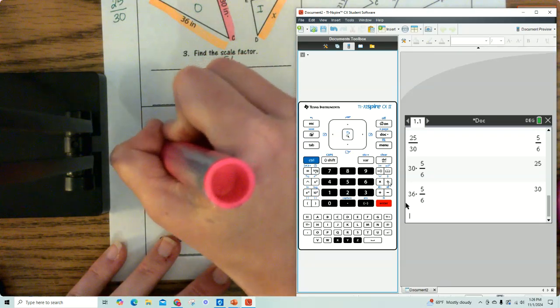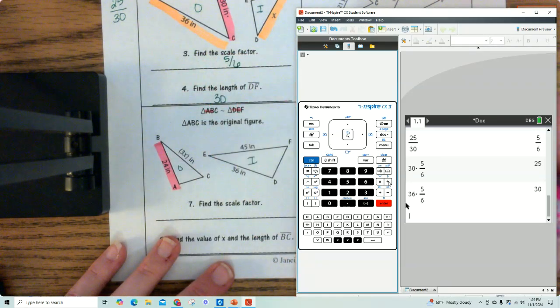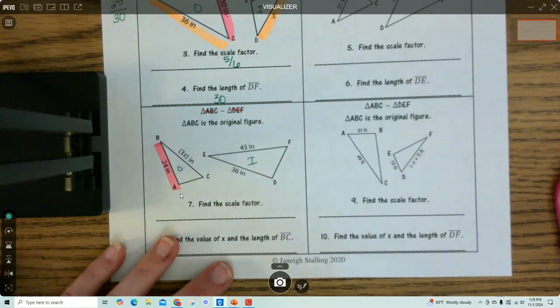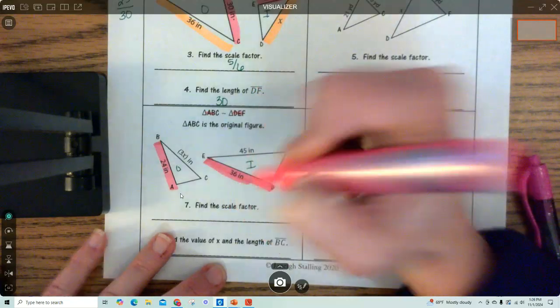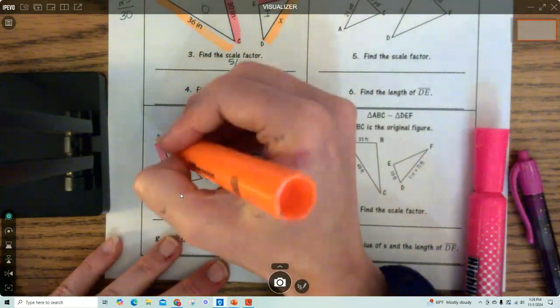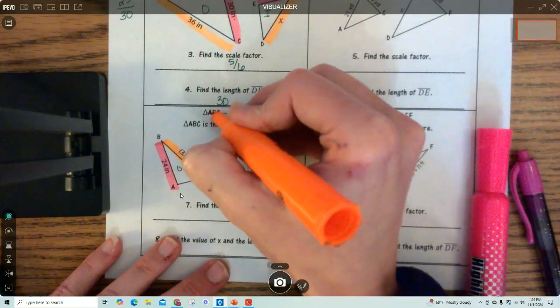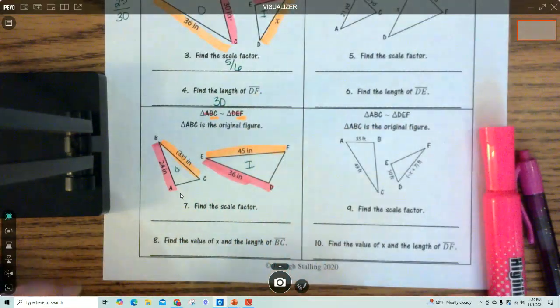So first side I'm going to label AB. AB are the first two letters. DE are the first two letters over here. Let me drop that calculator down. So those two sides go together. And then I've got BC. BC is the last two letters. So the last two letters over here are EF.